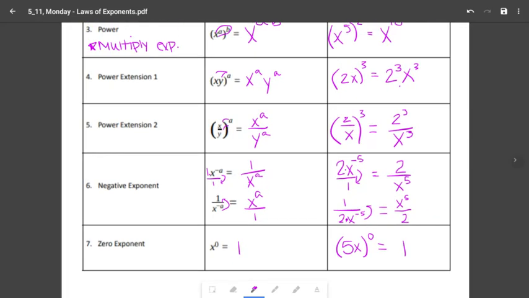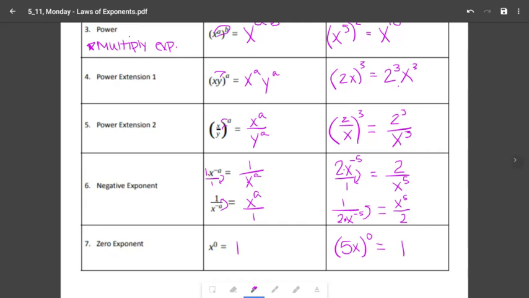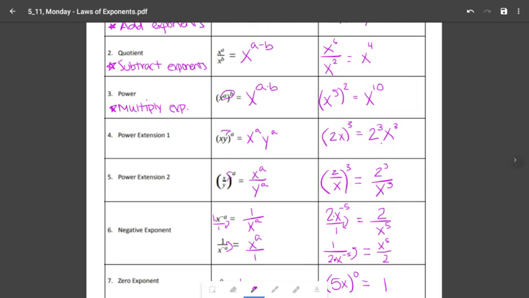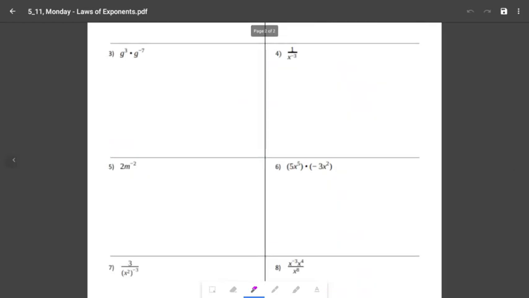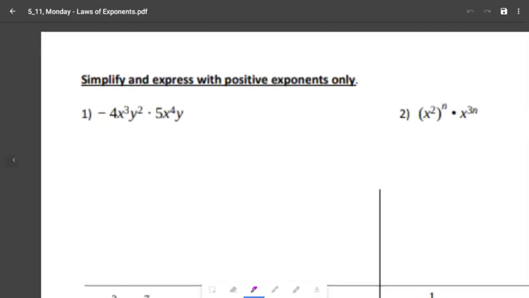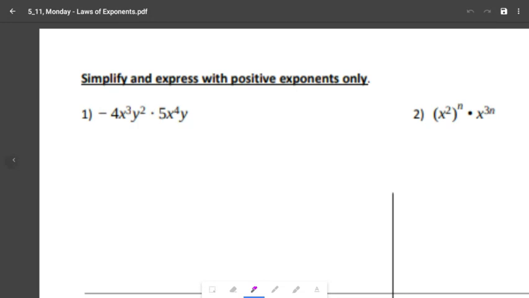So now we're going to try some examples. When we go through these examples, the first thing I'm always going to look for is one of my power rules because they deal with parentheses, and parentheses always go first. The last rule that we are going to always deal with is the negative exponent rule. So you'll see what I mean when we do the next few problems. Notice the directions say simplify and express with positive exponents only. You only want positive exponents in the end.